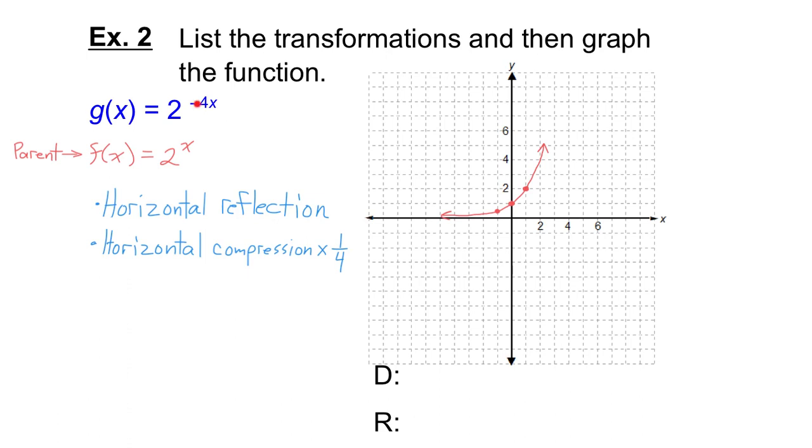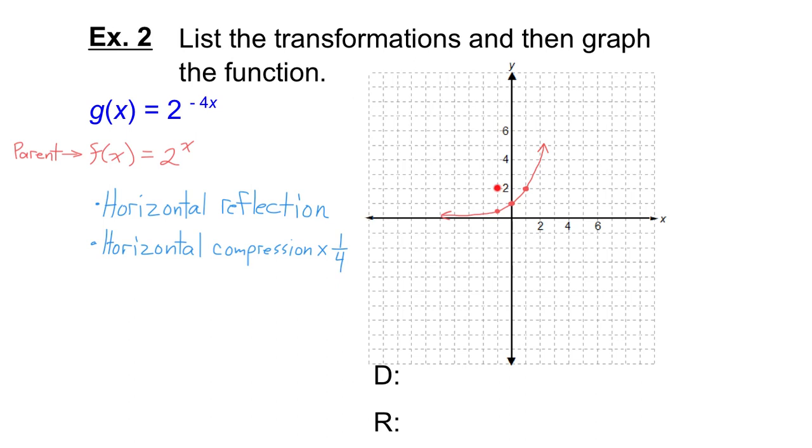The transformations come from this k value of negative 4. K is negative, so that's a horizontal reflection, and the 4 means we have a horizontal compression times 1 over 4. Remember, it's not a stretch times 4, it's a compression times 1 over 4. You always multiply by the reciprocal of your k value. So now I'm going to go through the same process. A horizontal reflection means for this point, when x is positive 1, a horizontal reflection would be negative 1.